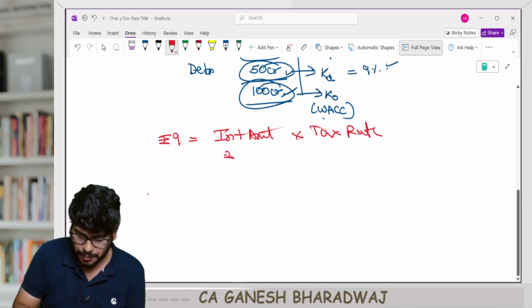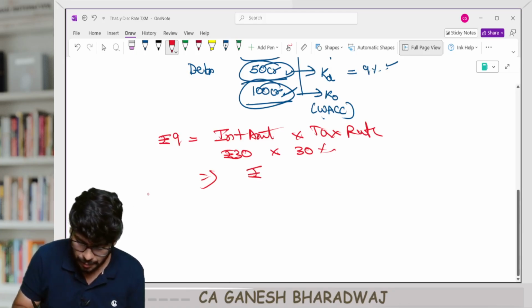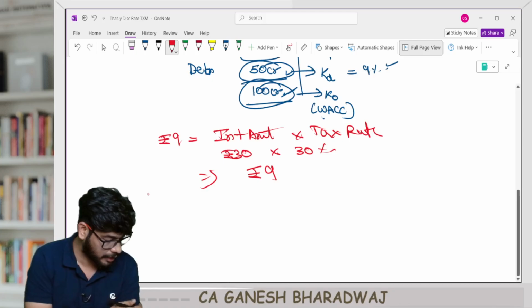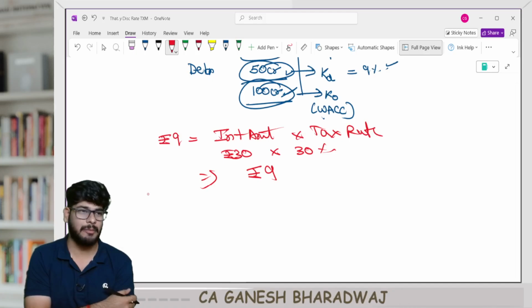What is your interest amount? 30 rupees. What is your tax rate? 30 percent. 30 rupees into 30 percent gives you how much? 9. This is the tax saving. Correct, guys? Are you able to understand this?